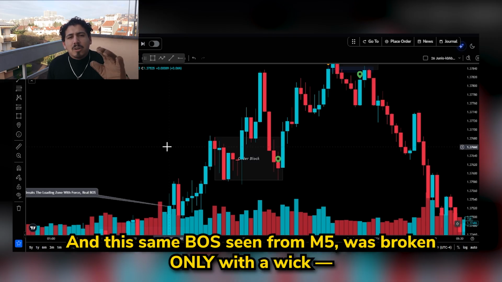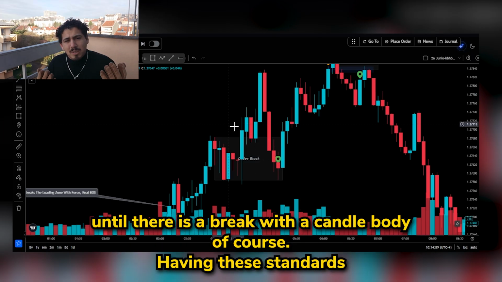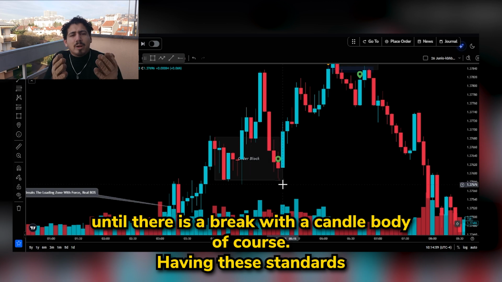And this same OV seen from M5 was broken only with a wick. That's not a real break and it could be completely avoided until there is a break with a candle body, of course.